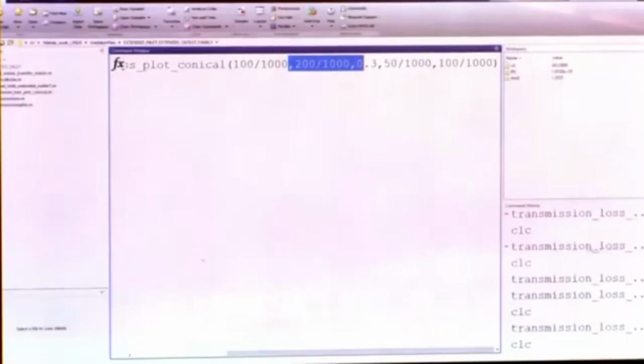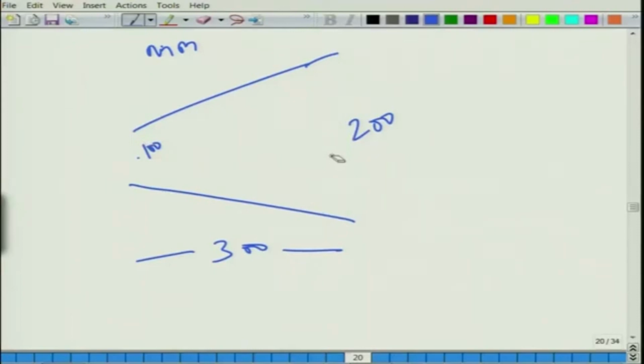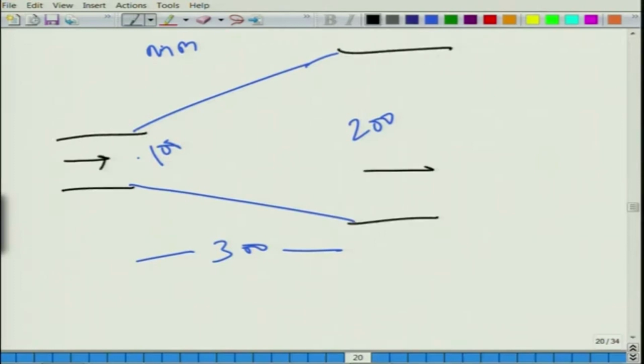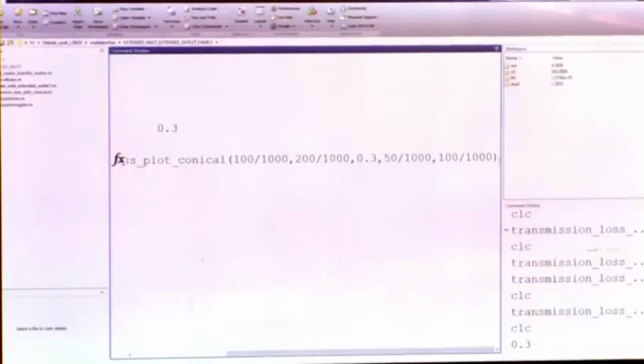and that is what is highlighted here, 200 mm and 100 mm length here, not sure if you can see, and 0.3 is the length, and 50 mm and 100 mm are the inlet and outlet diameters. In which case we are considering 50 and 100, we are actually considering a configuration like this, exactly flush mounted. The waves come here. We are just trying to study the effect of flare on the transmission loss. So, once I hit enter, what do I get?